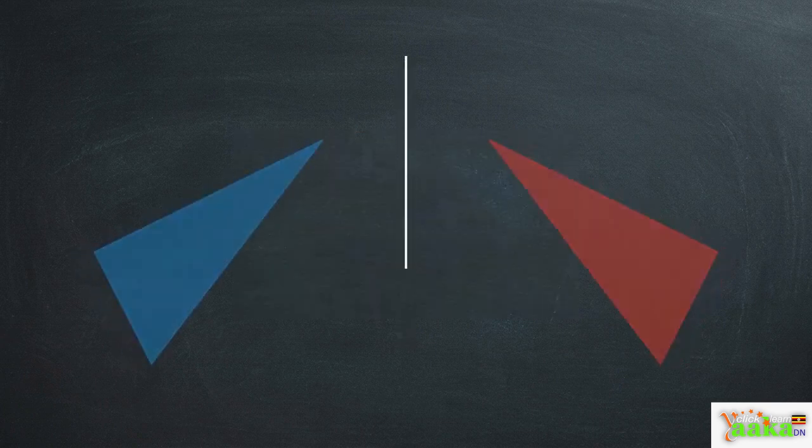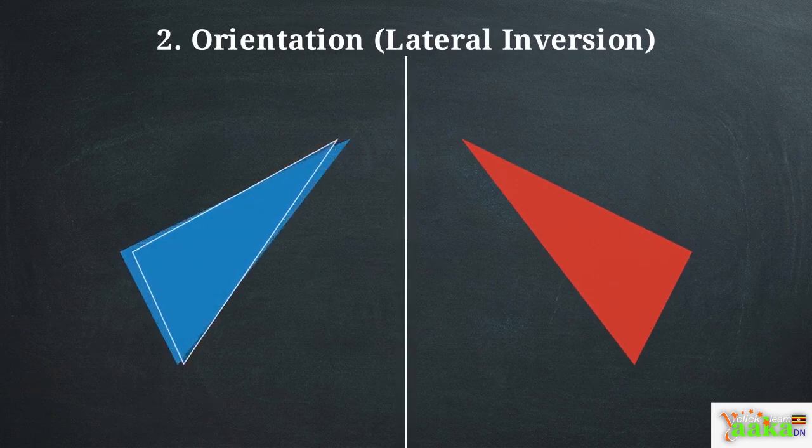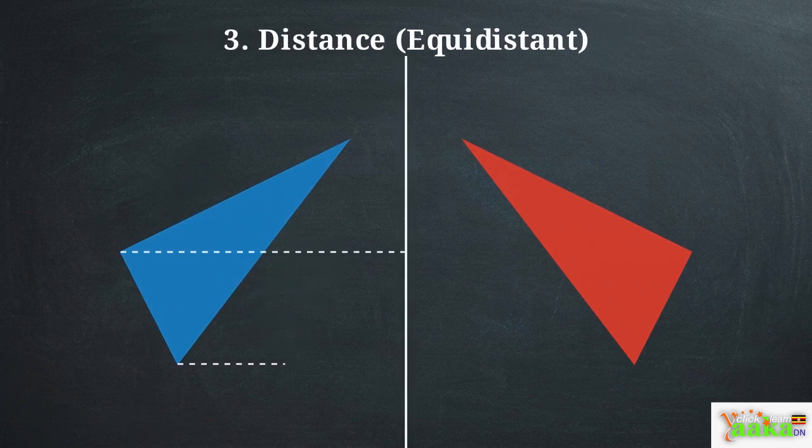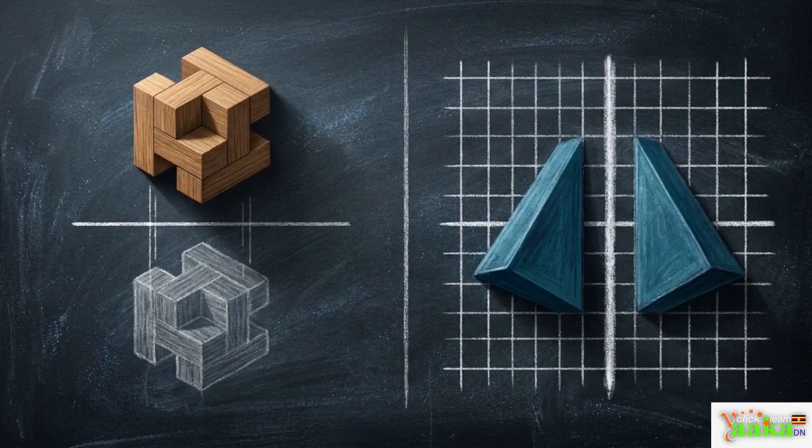When reflecting, 3 rules apply. First, the image is congruent, the size never changes. Second, it is laterally inverted, or flipped left to right. And third, every point on the image is the exact same distance from the mirror line as the original object. Understanding these 3 physical rules allows us to calculate exact geometric reflections in abstract mathematics.